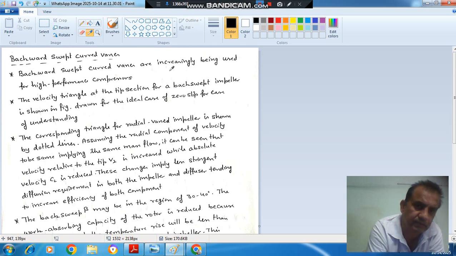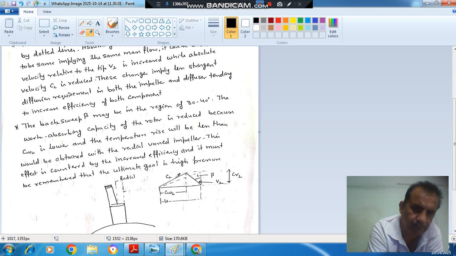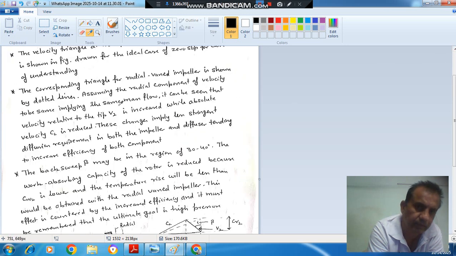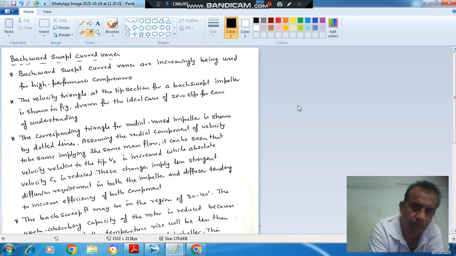The back swept curved vanes are increasingly being used for high performance compressors. Second point: the velocity triangle at the tip section of a back swept impeller is shown in the figure, drawn for the ideal case of zero slip for ease of understanding. So this is the velocity triangle, column 1 is for back sweep. Here the slip is 0.